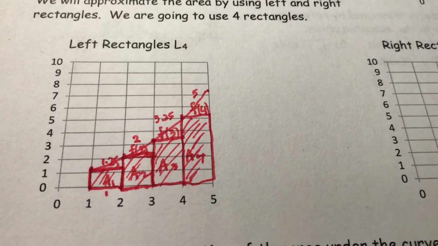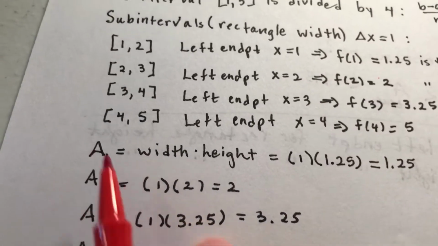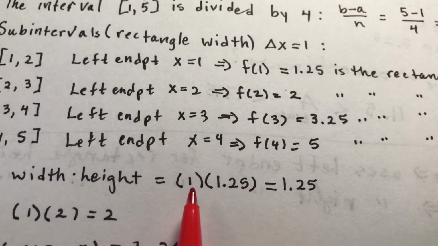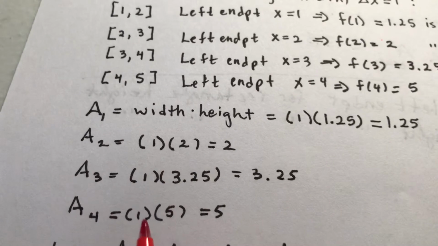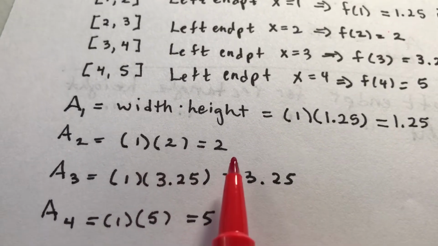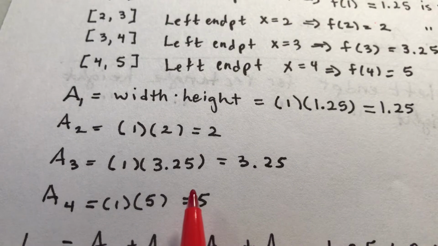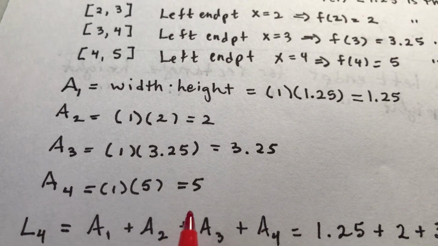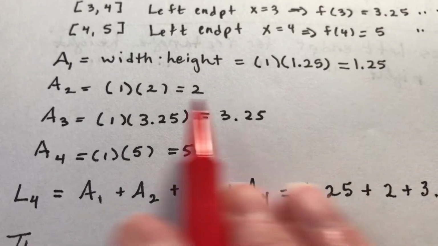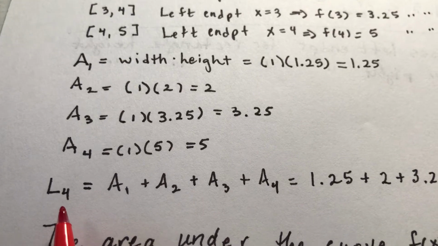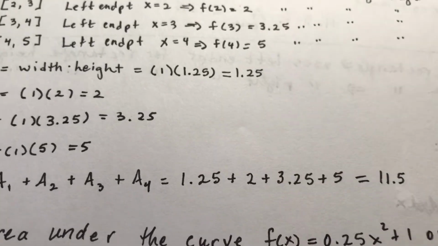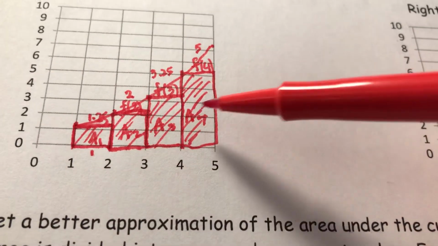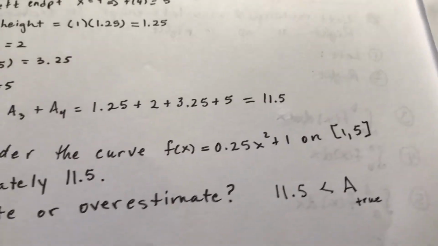So those are my 4 rectangles. For area 1, I'm just taking width times height. The width is 1. The height was 1.25, so that gives me 1.25. Area 2, the width on each one of these is 1. The height was 2, so I get an area of 2. This one's 1 times 3.25. I get 3.25, and the area of the fourth one is 5. So I know the areas of these 4 rectangles. Now I take what we call L4, which is using the left-hand endpoint, add up those areas, and I'm getting 11.5. So the area that's shaded is 11.5.